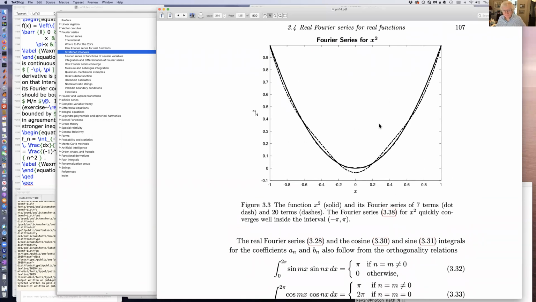The x squared is the solid function. The Fourier series of 7 terms is dot dash, and you see there's some difference here. And the Fourier series for 20 terms is just the dashes, and you see that's really good. And I couldn't go beyond 20 terms because we couldn't see the difference between the series and the function. They'd be too close, and we couldn't see them on the screen.